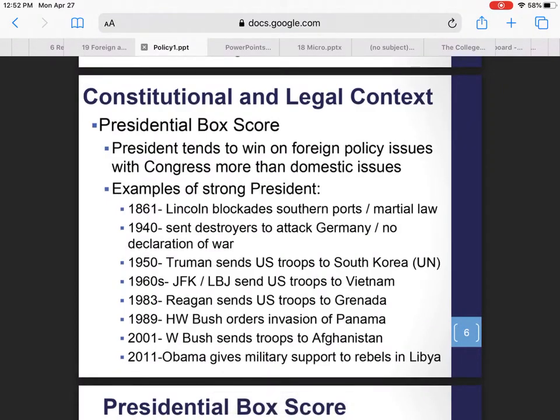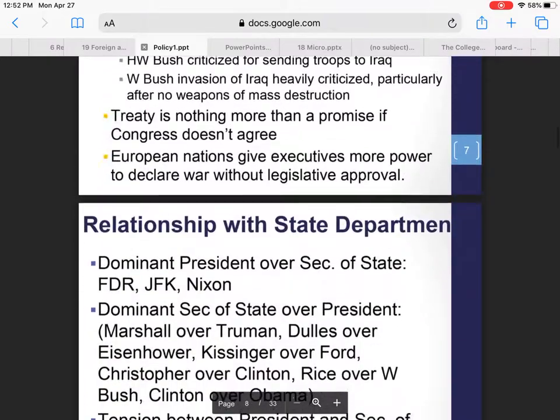The book talks about what's called the presidential box score. This is the idea that the president seems to get his way more often on foreign affairs issues than on domestic affairs issues, and the book gives you all sorts of different examples of that. You don't really need to know the examples as much as you need to know that the president does have a lot more control in foreign affairs than otherwise.